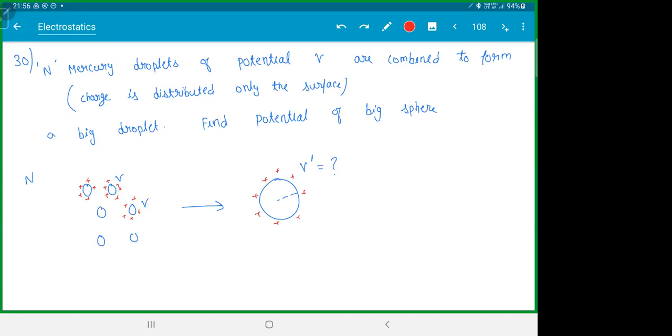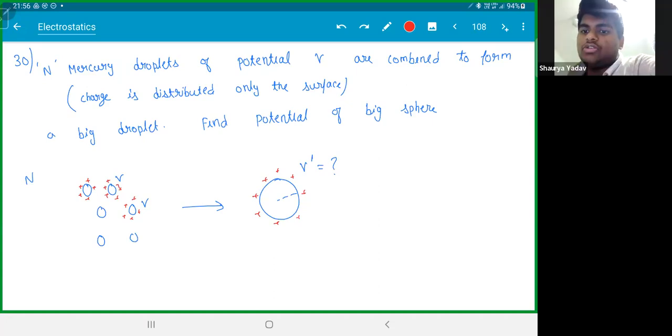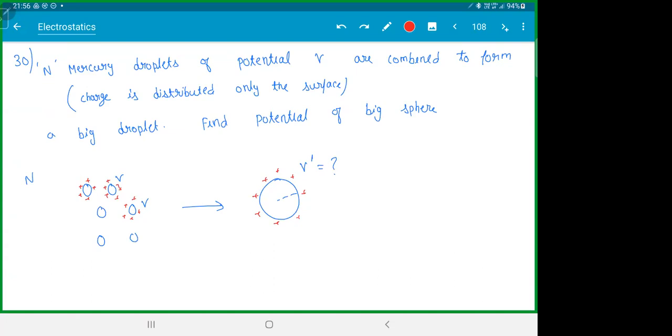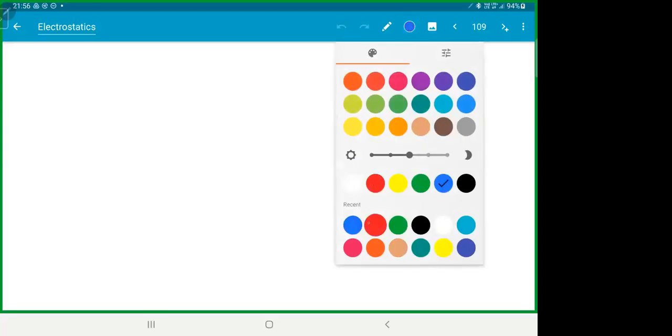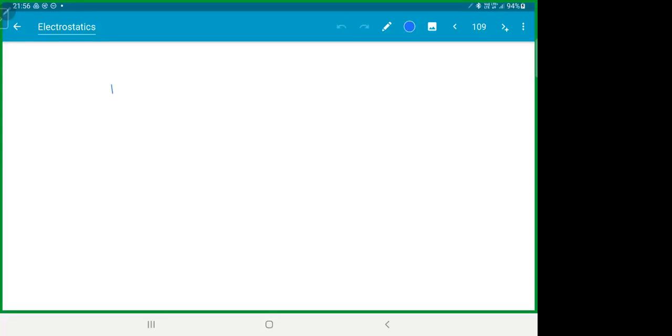Any answers? Got the radius? Radius was easy, right? See, now that is simple volume conservation. When you add n drops, what is the volume? n into 4 by 3 pi small r cube is equal to 4 by 3 pi capital R cube. So capital R will be n to the power of 1 by 3 into small r. This is the radius of the big drop. All clear? This is conservation of volume. Radius won't add up, volume will add.